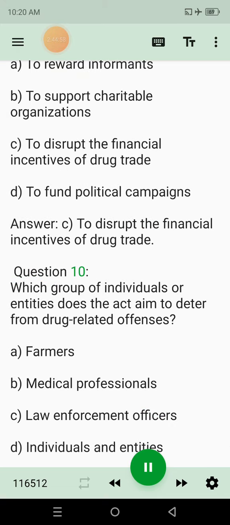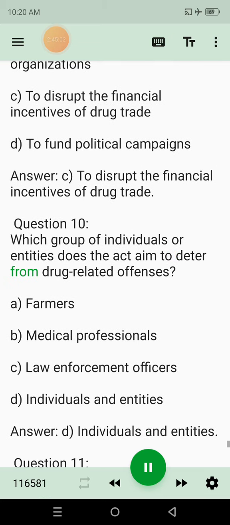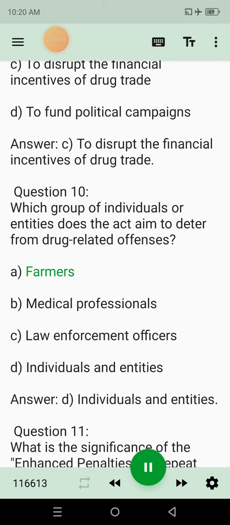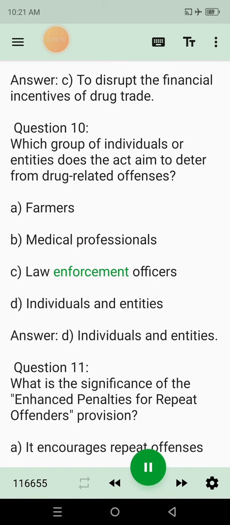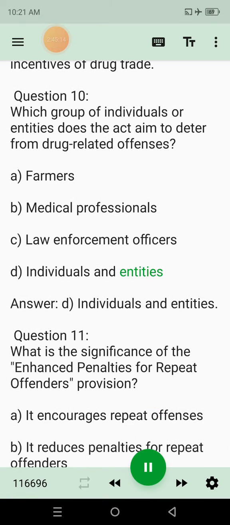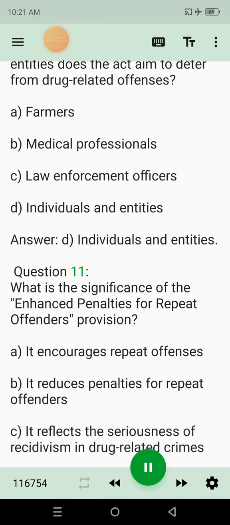Question 10. Which group of individuals or entities does the Act aim to deter from drug-related offenses? A. Farmers. B. Medical professionals. C. Law enforcement officers. D. Individuals and entities. Answer. D. Individuals and entities.